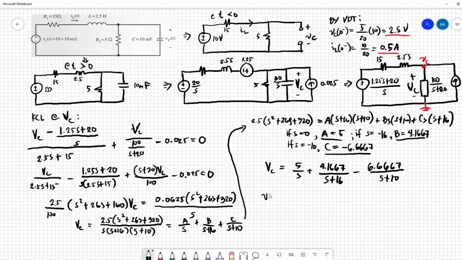Converting this into the time domain, getting the inverse Laplace, we have 5 plus 4.1667 e to the negative 6t minus 6.6667 e to the negative 10t, times u(t).